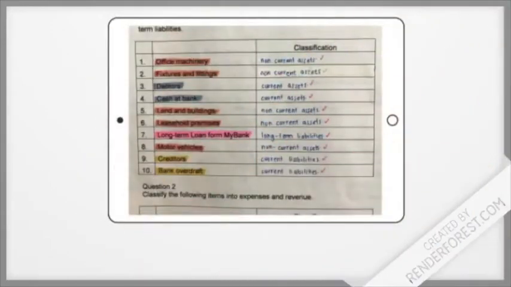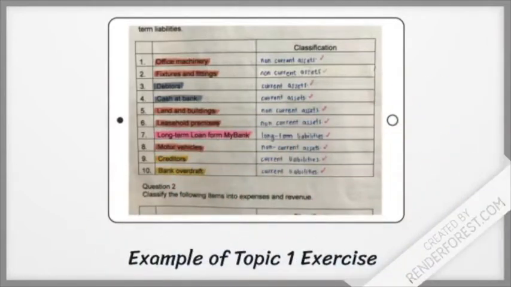This is the classification of the following items into current asset, non-current asset, current liabilities, and long-term liabilities. For example, office machinery, fixtures and fittings, land and buildings, leasehold premises, and motor vehicles are classified as non-current assets. Debtors and cash at bank are classified as current assets, and long-term loan from bank is long-term liabilities, while creditors and bank overdraft are current liabilities.